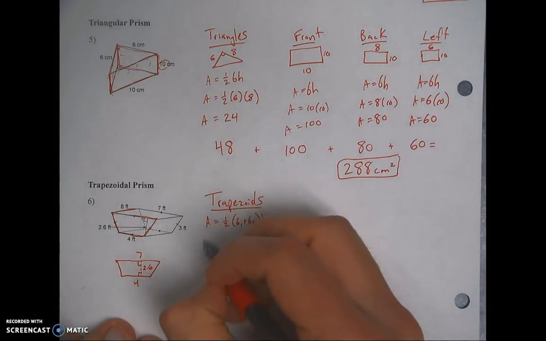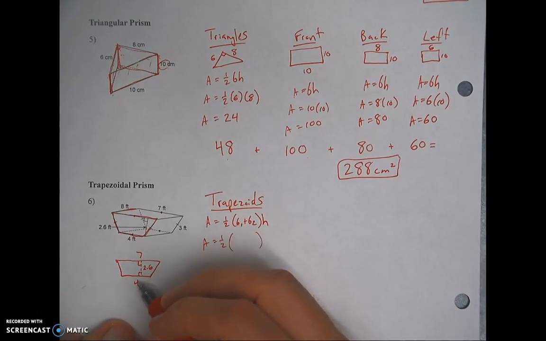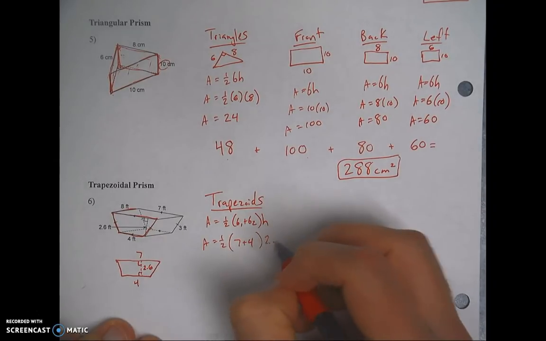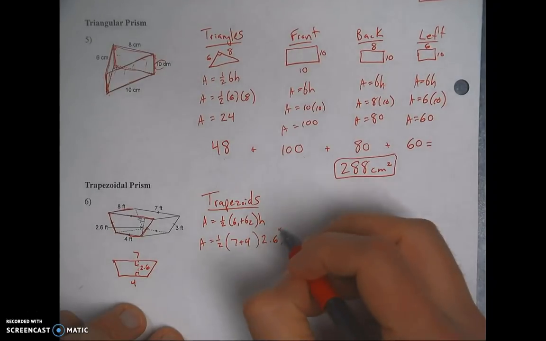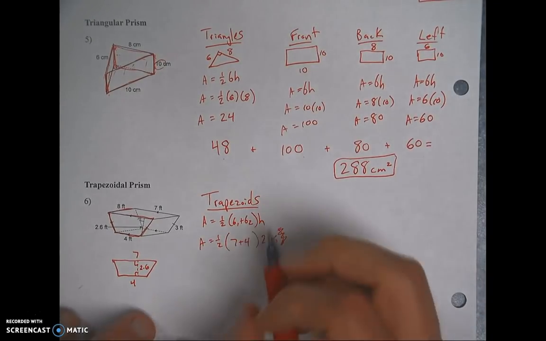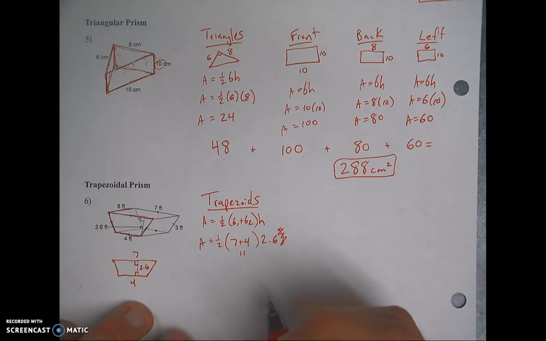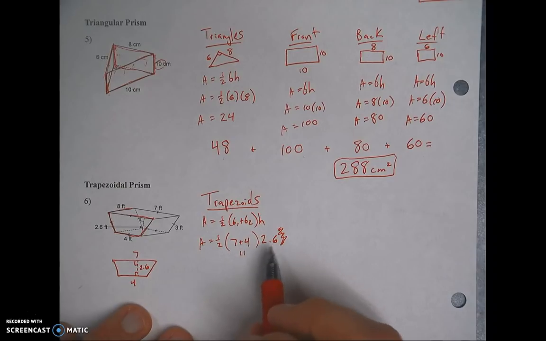So when I plug everything in here, base 1 and base 2 is 7 and 4. It doesn't matter what order you put them in. And the height is 2.6. And so you're going to run these numbers. 7 plus 4 is 11. You're going to multiply that times 2.6, and then you're going to take half, or you can do it in whatever order you want. You can plug it all in, 0.5 times 11 times 2.6.